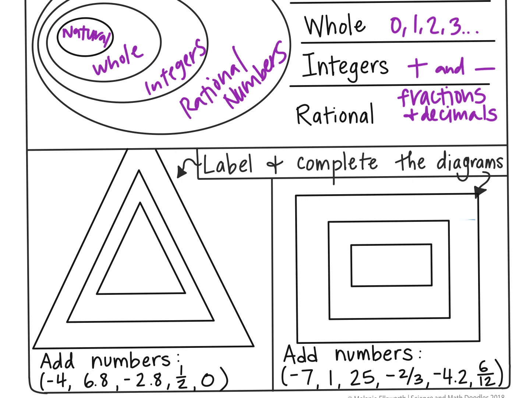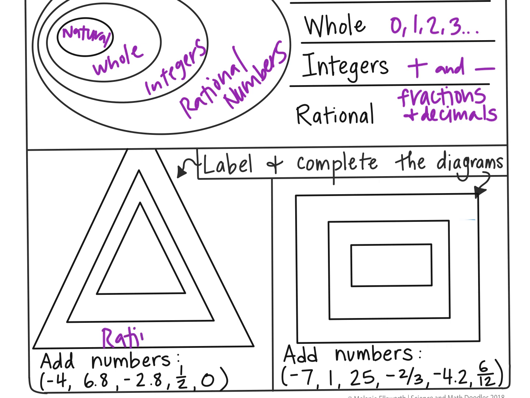Okay, we are going to complete two different types of diagrams. They're very similar, but they're different shapes. So just because it's not in the shape of a circle or an oval doesn't mean it's going to change all of a sudden how it's laid out. We still have natural in the inner, then whole, then it expands to integers, and then the outer part is rational. So let's start from the outer part and work our way in and label.